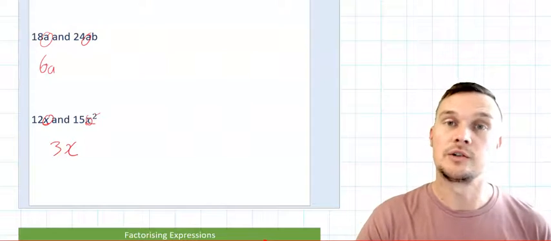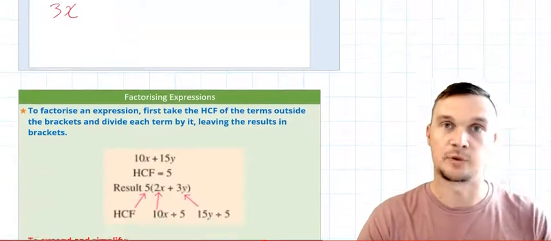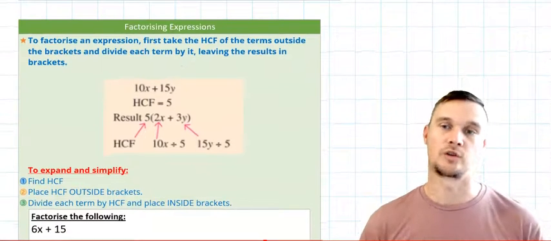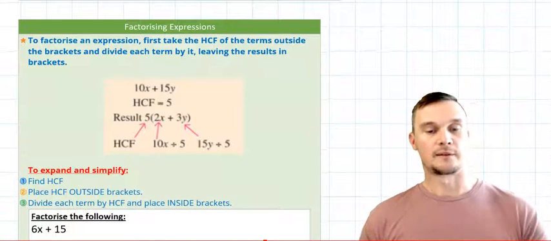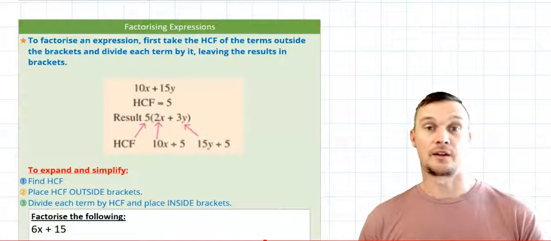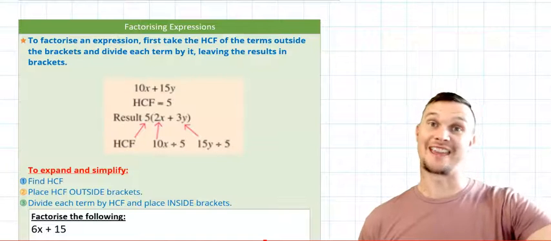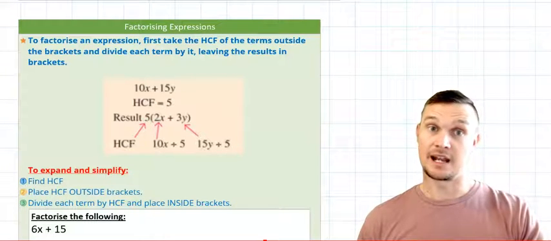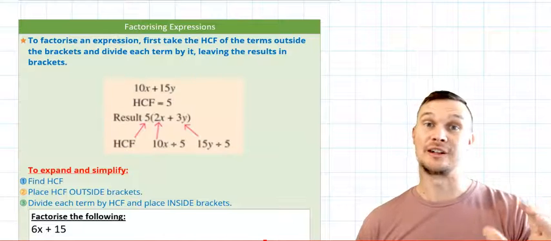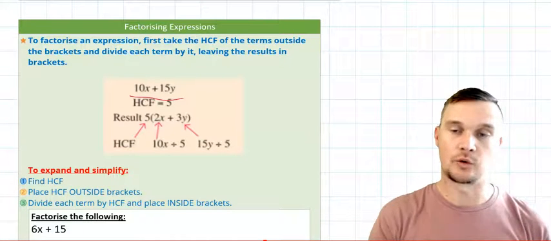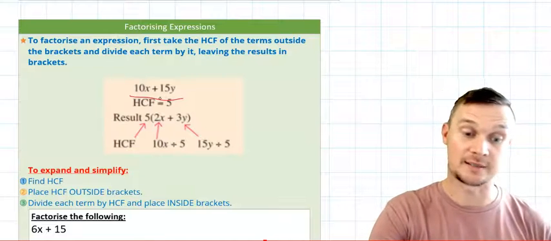Now the reason we do this, the reason we find the HCF, is because that helps us factorize an expression. This is the key part of the lesson that I want you to make sure you go through. So first you take the HCF, so the ones we've just done before, and you put the HCF of the terms on the outside of the brackets, and then you divide each term by it, and you leave those results on the inside of the brackets. So last lesson we looked at the distributive law of how to expand brackets.